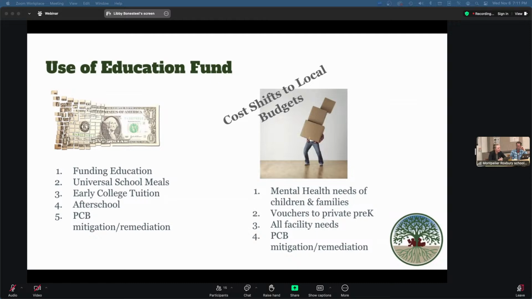All our facilities needs, I say that's a shift. It's not a recent shift. But when the legislature decided to stop using state funding for school construction grants, that shifted all to us, right? So that is a shift to local budgets, just not a recent one. And now that PCB mitigation and remediation, the way the law is currently, as of today, if we were to find any PCBs in this building, then we would be on the hook for any mitigation and remediation needs. So that is shifted to the local budget at a significant cost, not a small one, a significant cost.